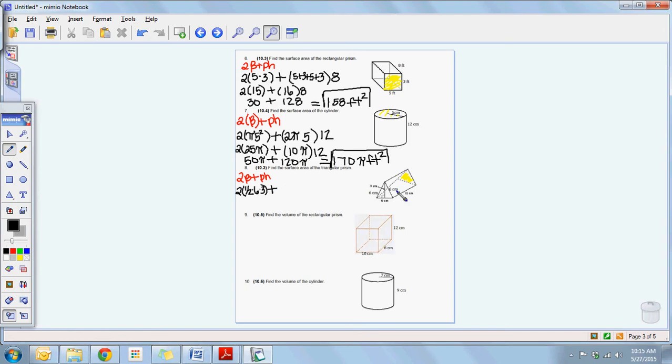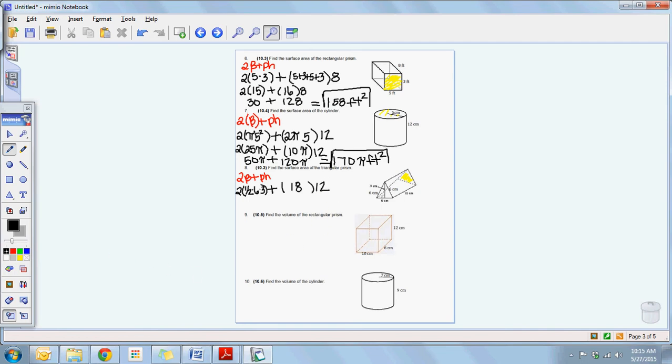Plus the perimeter of my triangle, either one, all the sides are 6. Now I'm superstitious, so I'm not going to write out that all. 6 plus 6 plus 6 is going to be 18. I'm just going to simplify that right now. And then the height of the entire prism, which is connecting the two triangles, is going to be 12.